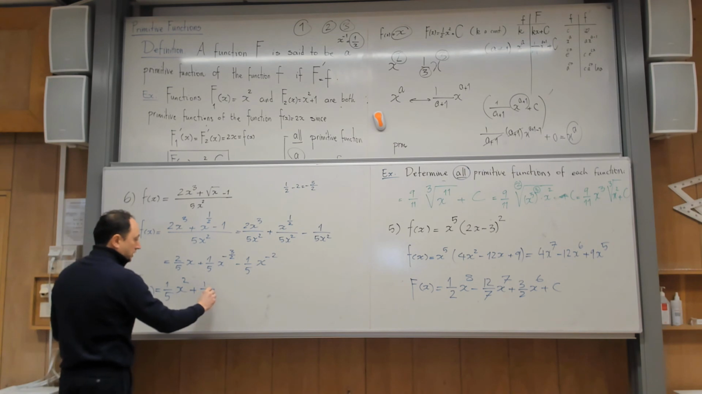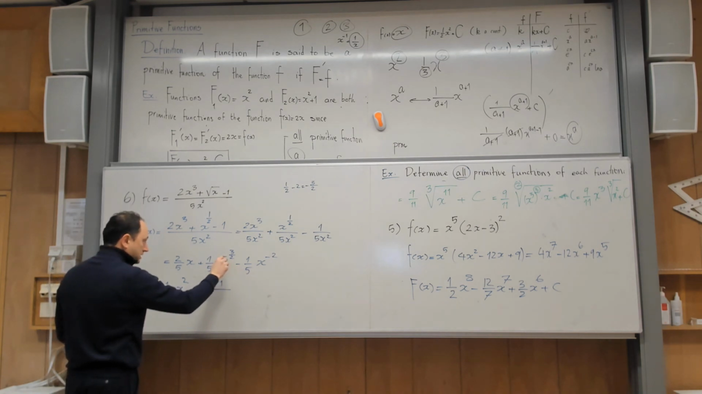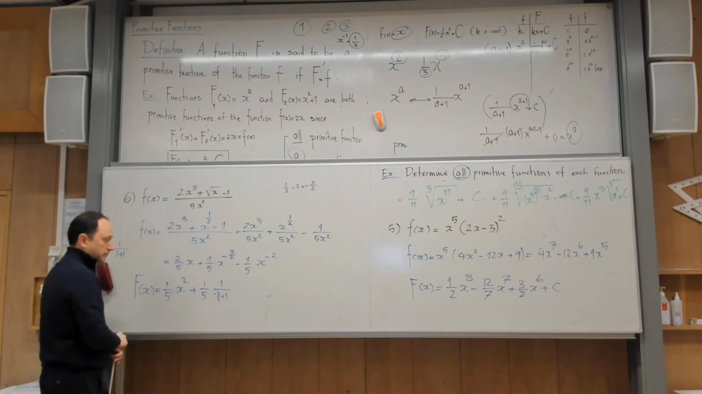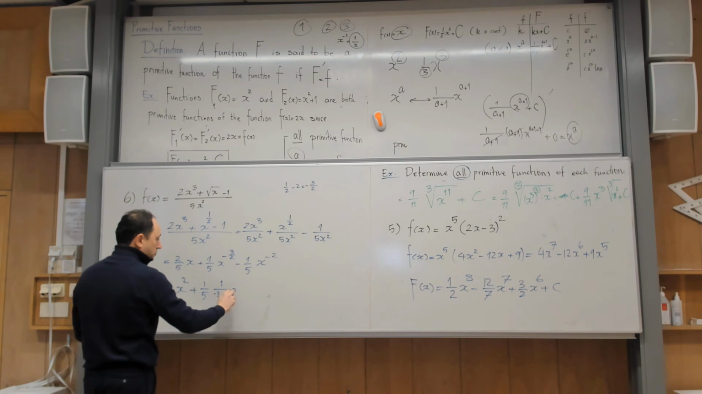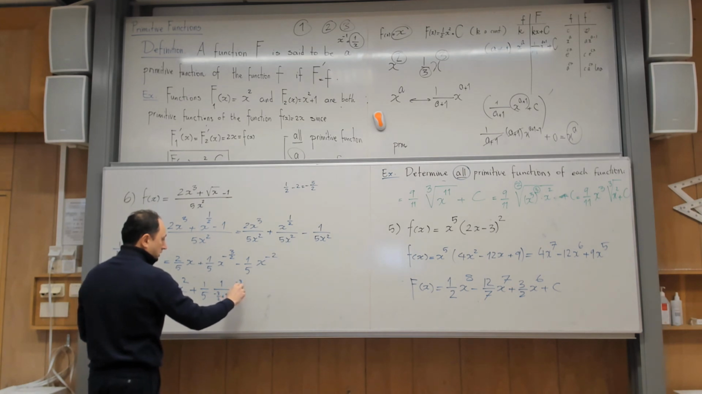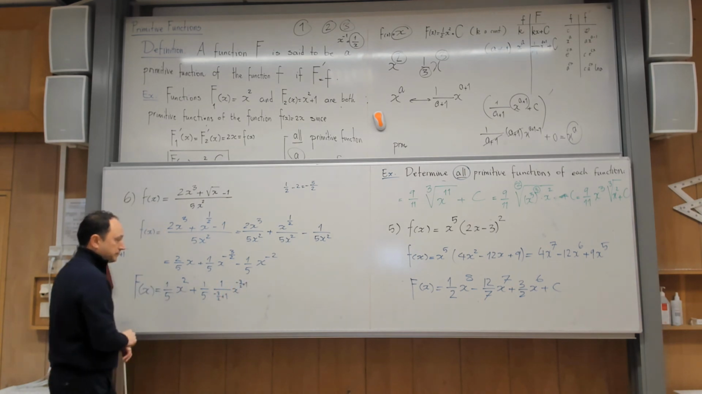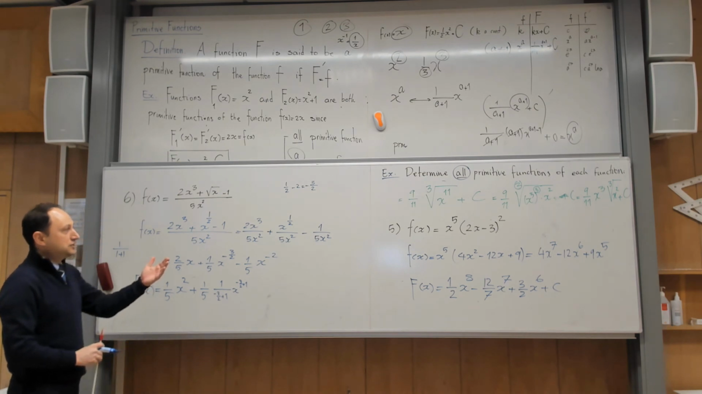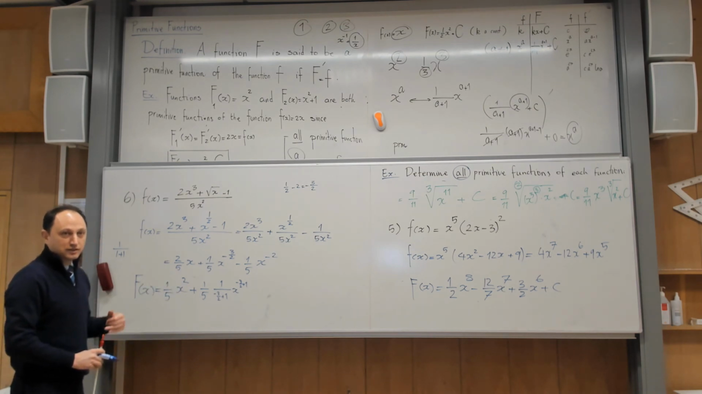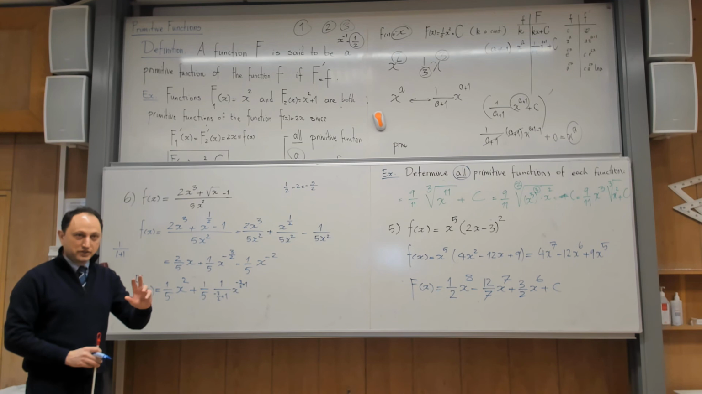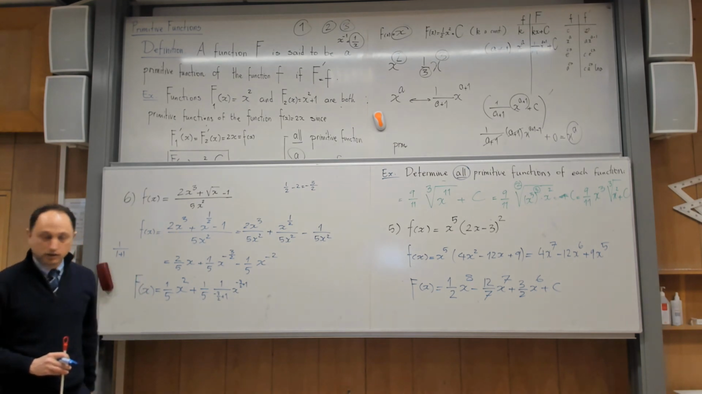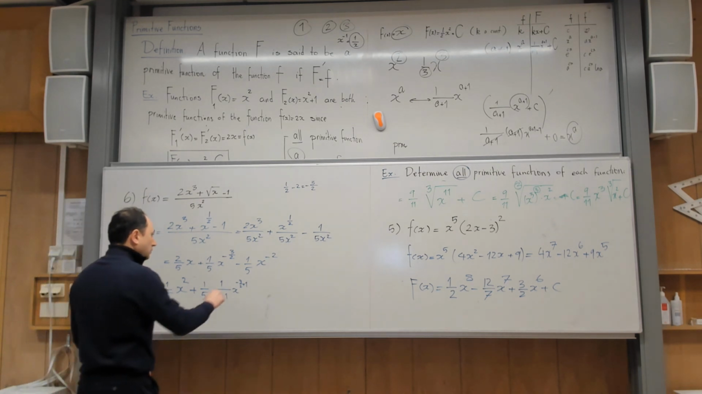And then what should I write? I should write 1 over. This is playing the role of A. So I have to write A, but I have to add 1 unit to it. And then I have x to the power of, again, the same story. I have to add 1 unit. So you see, in differentiation, you subtract 1 unit, but in primitive function, I told you it's the reverse order. You add 1 unit.